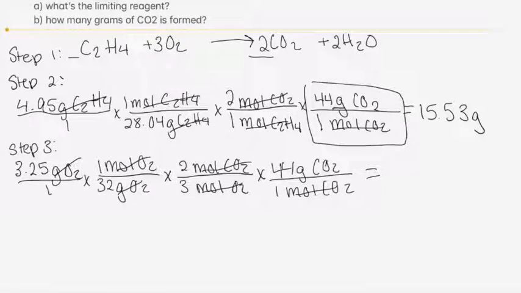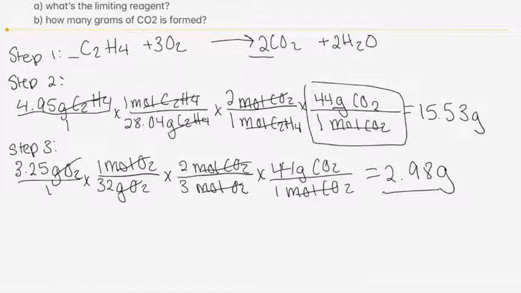So for this one, I'm going to do the same thing. I'm going to do 3.25 times 2 times 44. And then I'm going to do 32 times 3, which comes to 96. And so I've got the top numbers, which equals 286, divided by 96. And I get 2.98 grams.